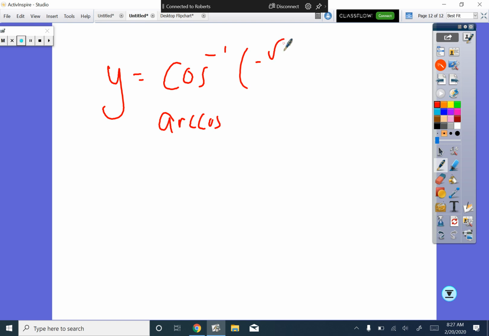Okay, so let's do another one. What is the y value if the inverse cosine, once again, you could see it as arc cosine, just depending on each book. Some books write it one way, some write it the other. Understand they are the same if you ever get further and you see differences. So negative root 2 over 2.